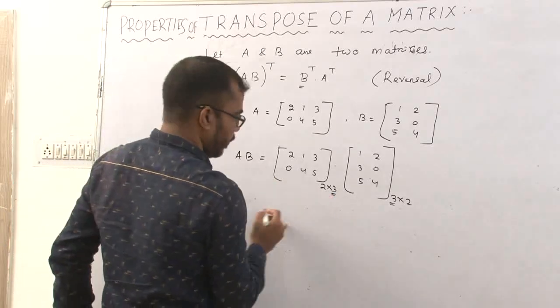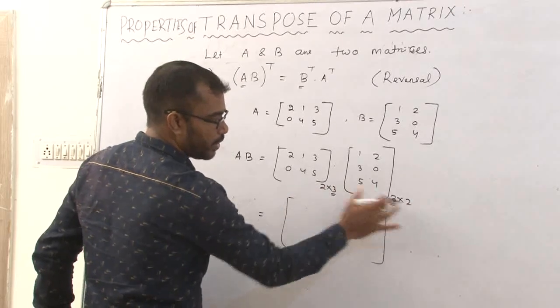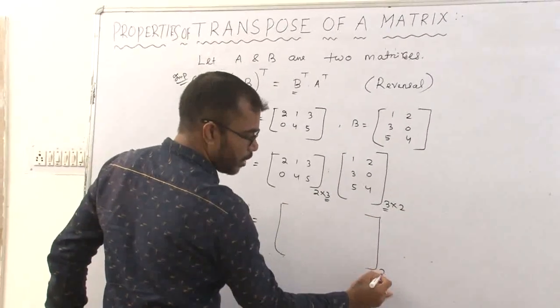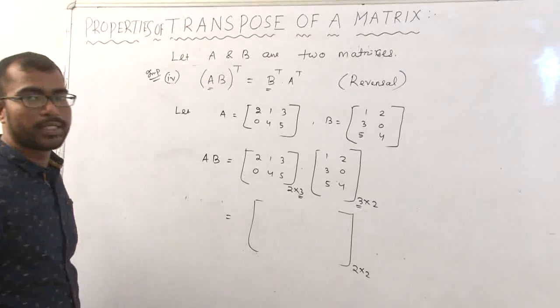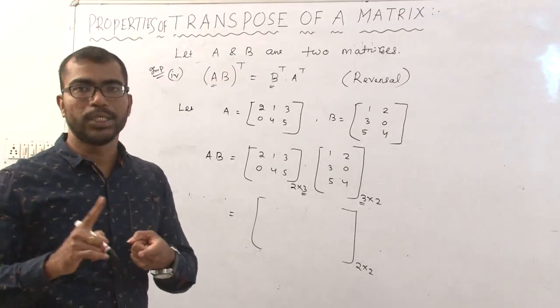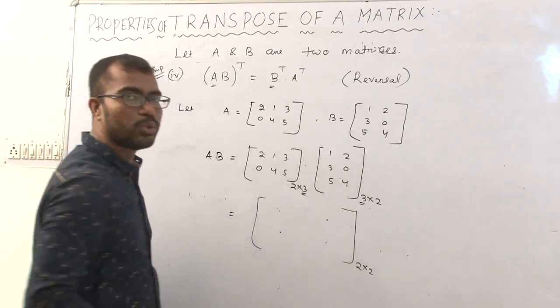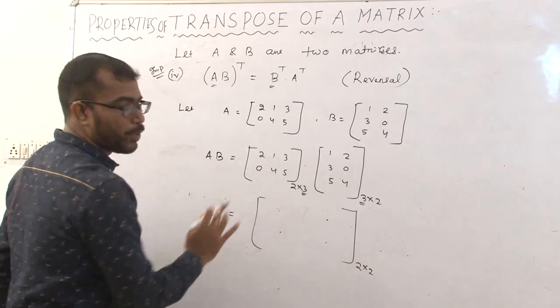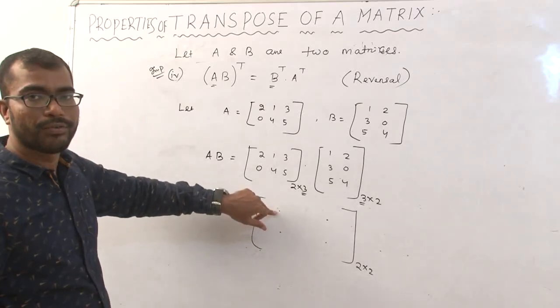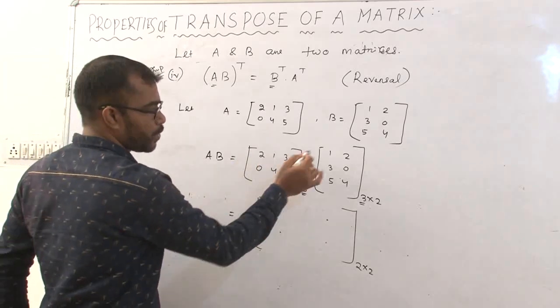If we multiply, then the order of the result matrix takes the first and last numbers, first is 2 and last is 2. So the order of this matrix must be 2 into 2, meaning 2 rows and 2 columns. That means we have to find 2 rows and 2 columns. Now, the position of A11 means first row and first column.